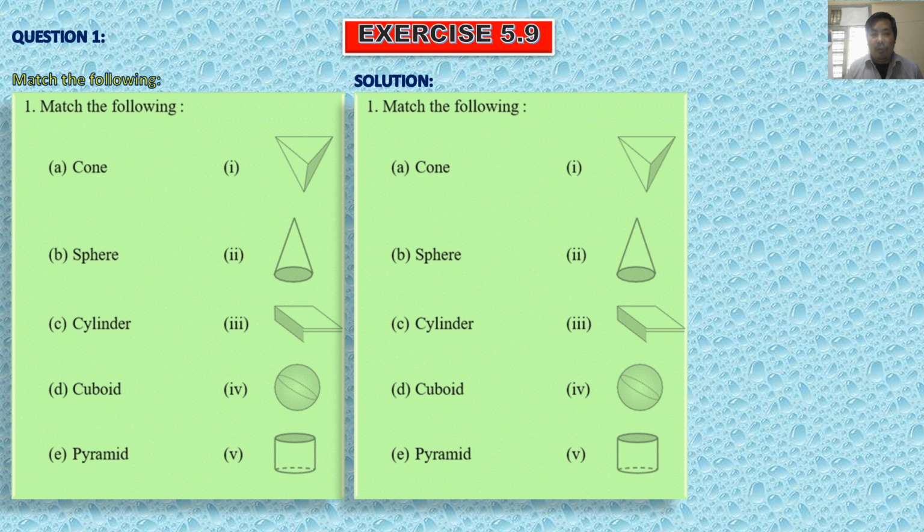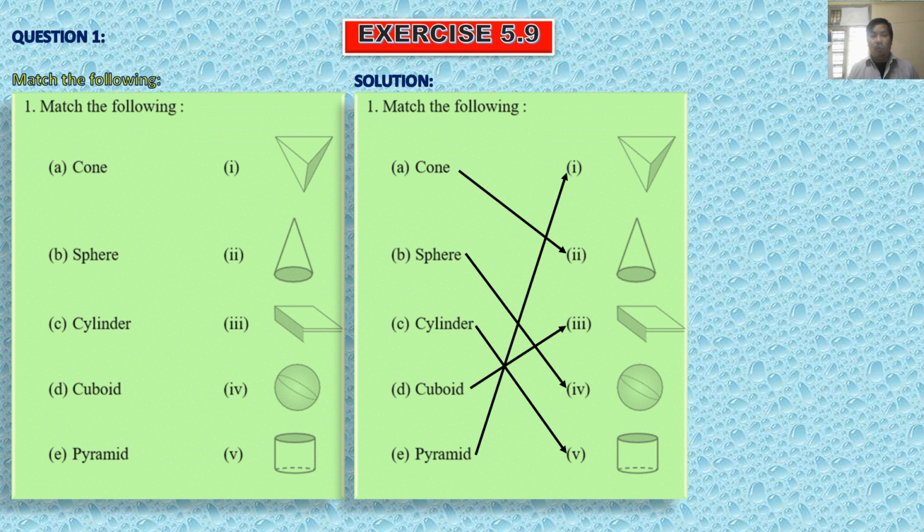A cone, where is it to match? Yes, it is Roman number 2. And sphere, where is the matching? We are matching at 4, yes. Then the cylinder is at 5. And the cuboid is in Roman number 3, and the pyramid is in Roman number 1. These are the solutions to this question.